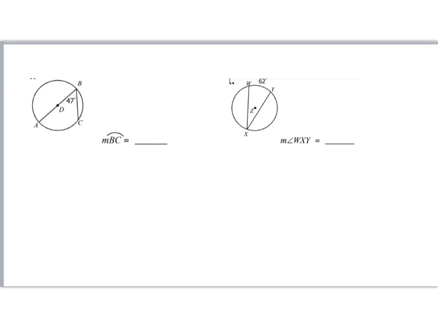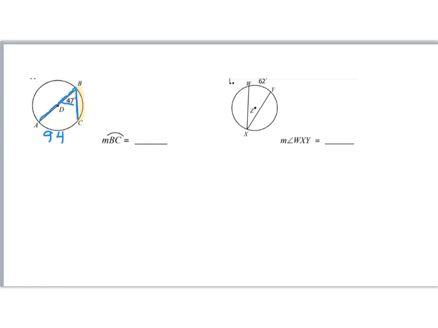Okay, these ones, we're looking for inscribed angles. So what I want you to see here is this one is inscribed. So therefore, if that's 47, this one here is going to be 94. And we're looking for what is the length of BC, this one right here.